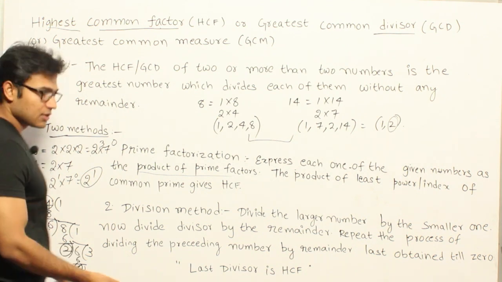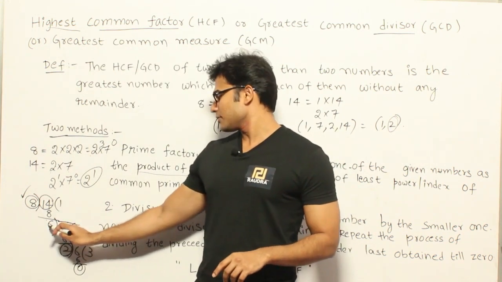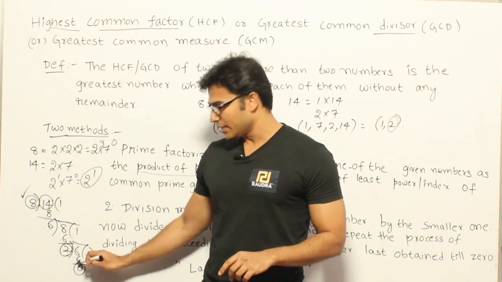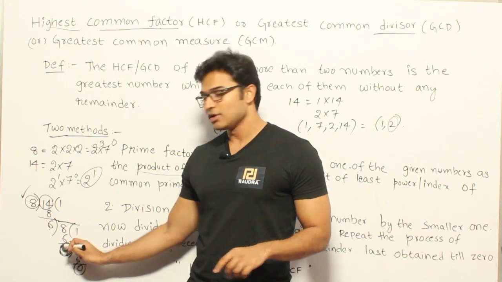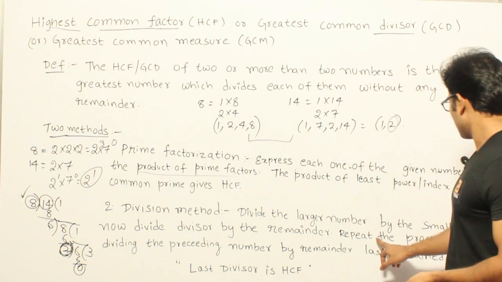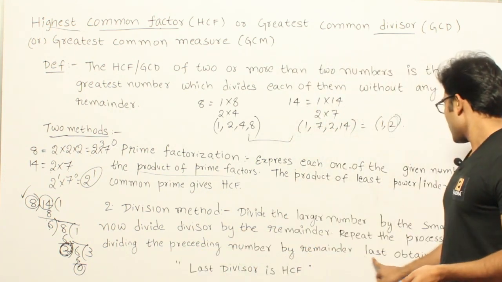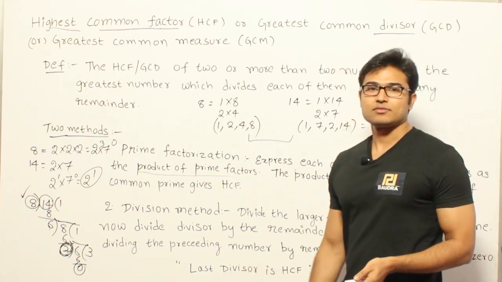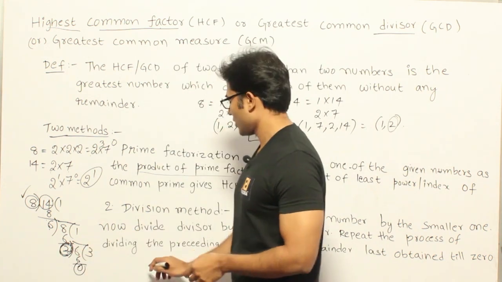Now again you are going to get the remainder here. Now take the divisor and again divide it by the remainder, right? You go on till you get a 0 remainder, and the last divisor is going to be the answer. Now check this. Repeat the process of dividing the preceding number by the remainder last obtained till 0. Now the last divisor is the HCF or GCD. So the last means this one. Got it? Okay.